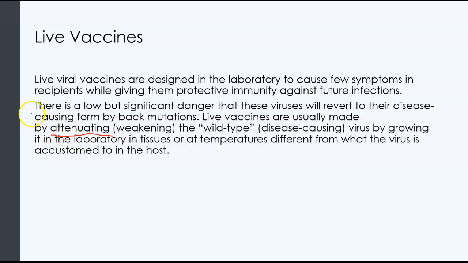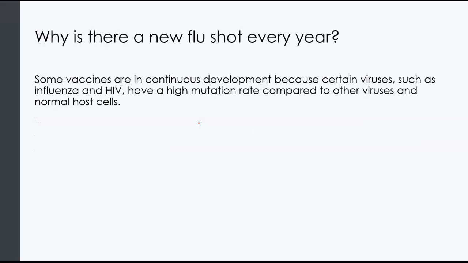The problem that this can cause is anyone who's had a flu vaccine and gotten the flu from it had that happen because of a back mutation. That means the weakened virus mutated back into the stronger, more dangerous form of the virus. And that is a very small risk that can happen when you get a live vaccine.